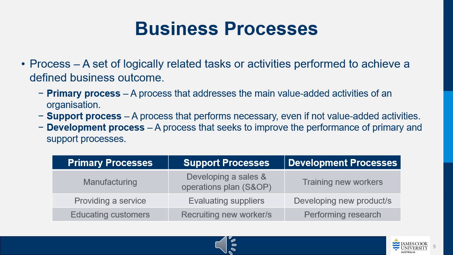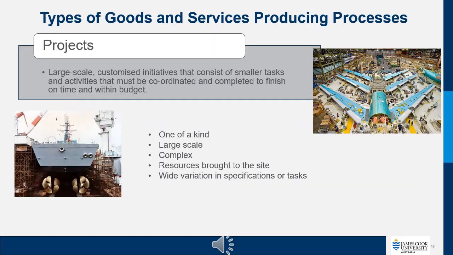You can see in the big picture that we have the different primary processes, support processes, and also development processes as well. Let's have a look at the different types of goods and services producing processes. The first one is project.